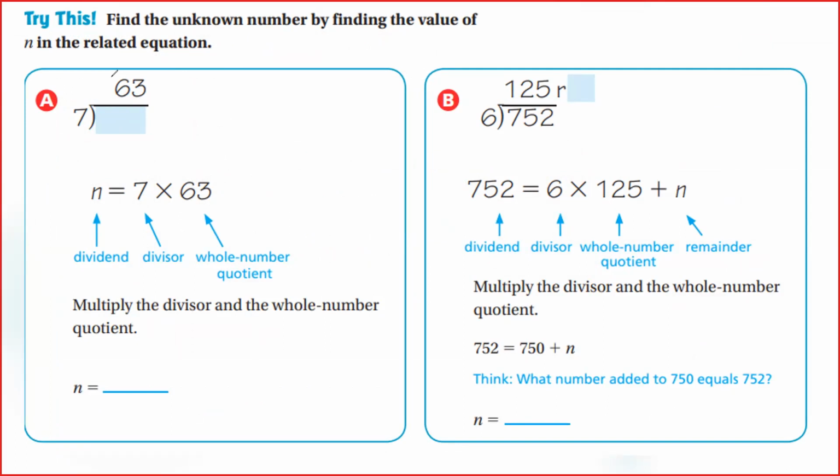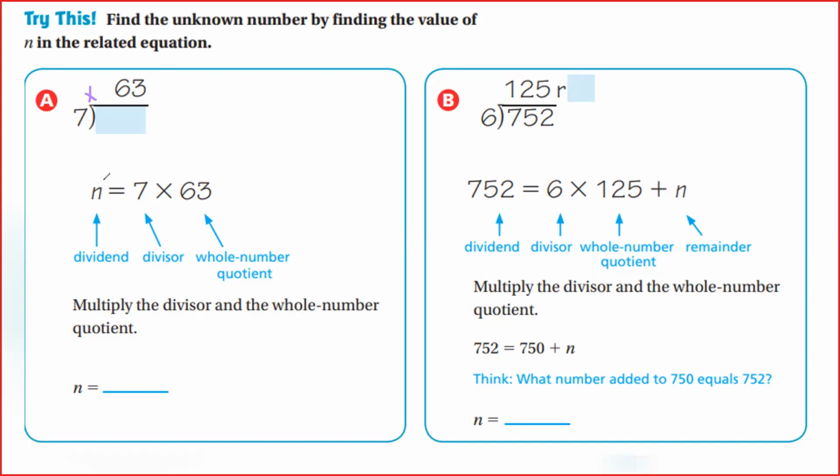I multiply 63 by 7. Is it right? Yes. Because the opposite operation of division is multiplication. So to check the division, if the division is correct, I have to multiply. And to check if my multiplication is correct, I have to divide. Here we have a division. A number divided by 7, I get 63. So when I multiply 63 with 7, I will get the dividend. That means multiplying the divisor by the quotient, I get the dividend.